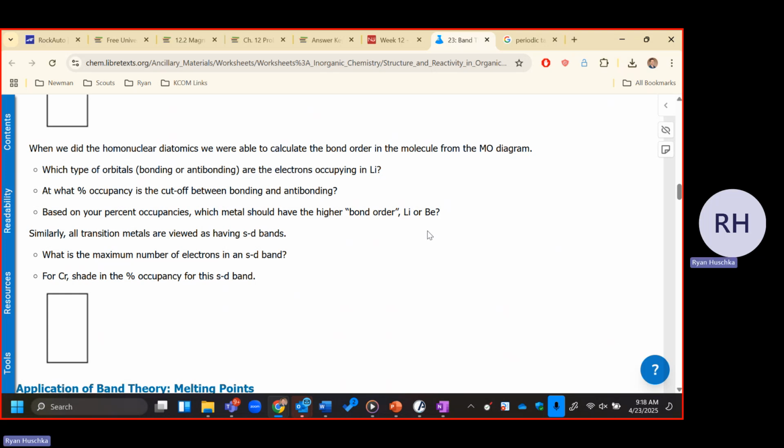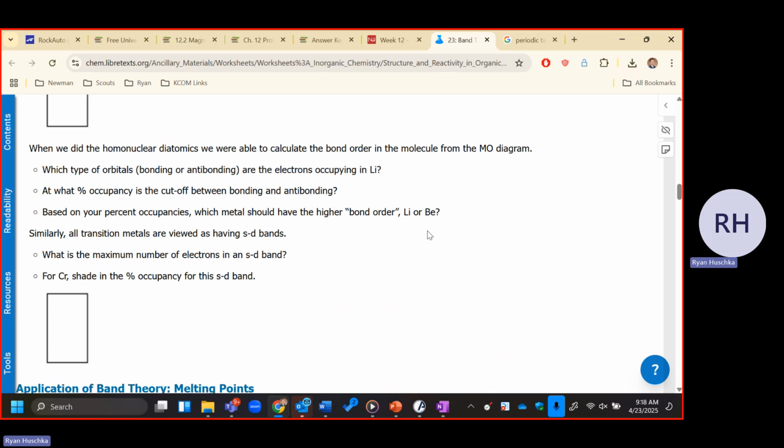If you just looked at when we did the homonuclear diatomics, diatomics meaning two, we were able to calculate the bond order from the molecular orbital diagram. Which type of orbitals, bonding or antibonding, are electrons occupying in lithium? All bonding, right? So we would have a higher bond order compared to beryllium.